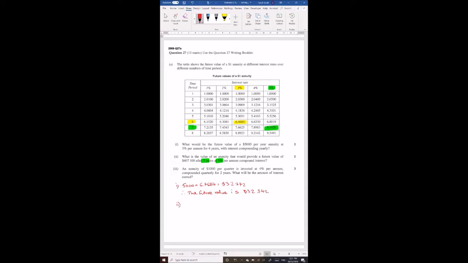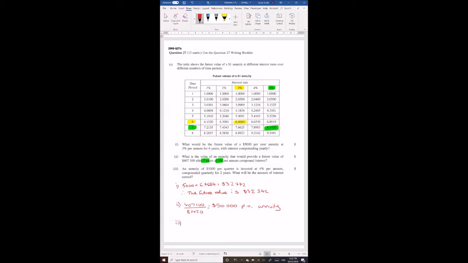So we're going to have our 407,100 divided by our interest factor, and that is going to give us $50,000. So they need to invest $50,000 per annum into their annuity to have a future value of $407,100.